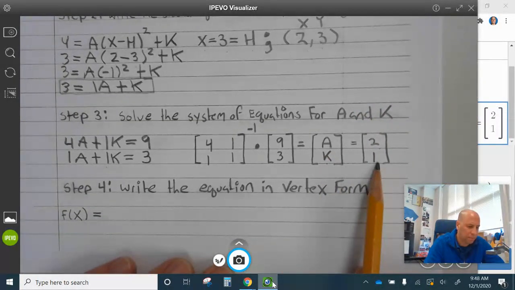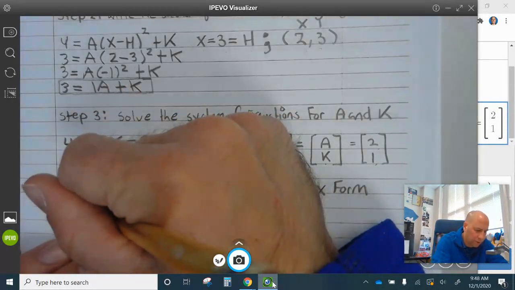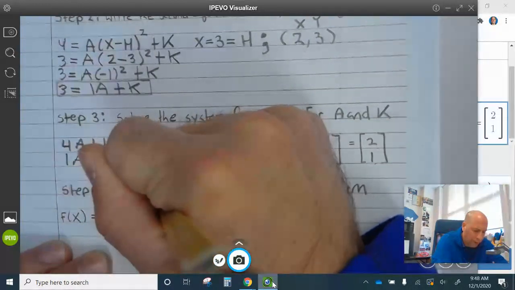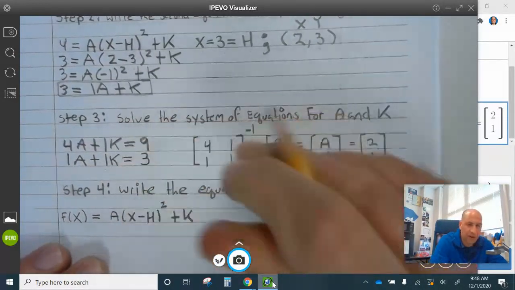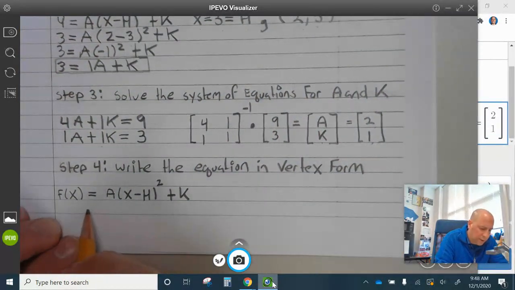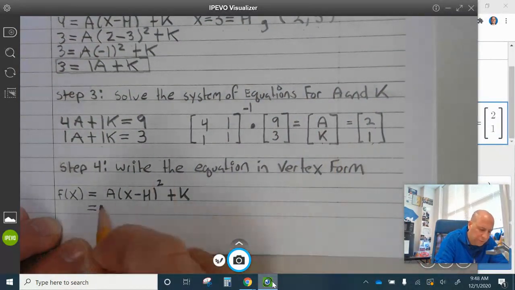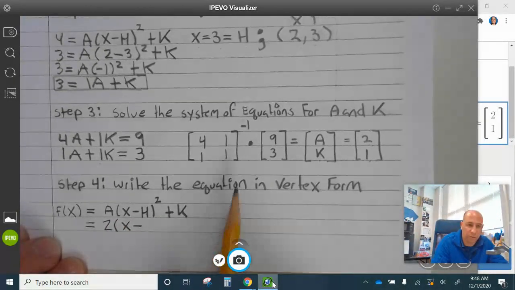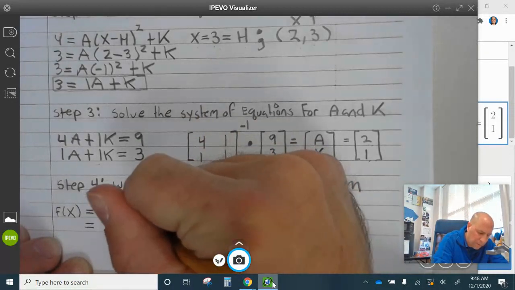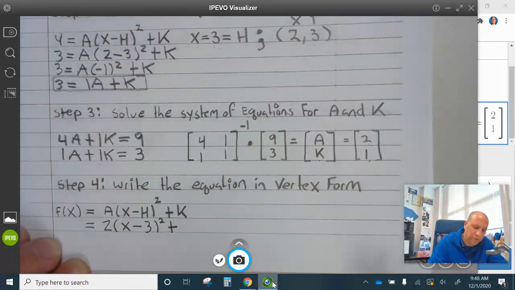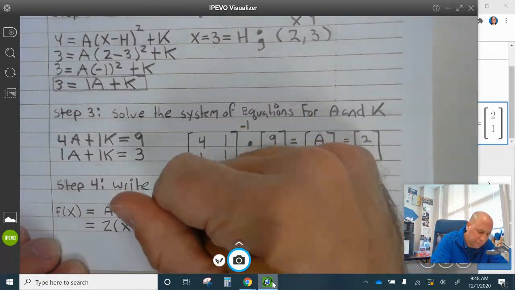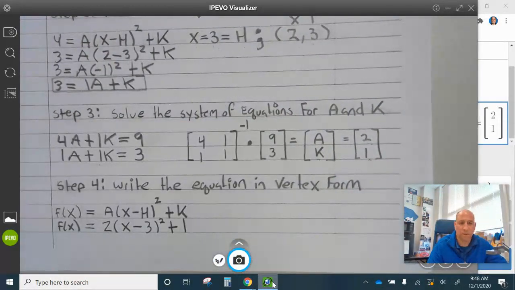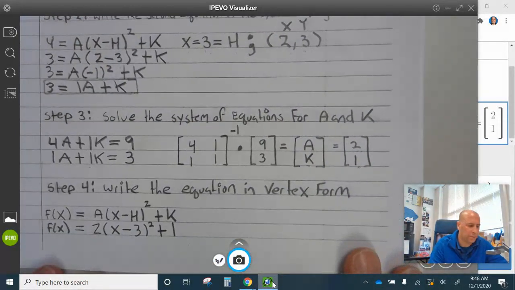Okay, so now we can write our equation, and we know that that's A times X minus H squared plus K. All right, so that equals, we know our A value, which is 2, X minus H value we were given in the initial problem, which is 3, squared plus our K value is 1. And there's your equation. All right, go ahead and finish up example 3.